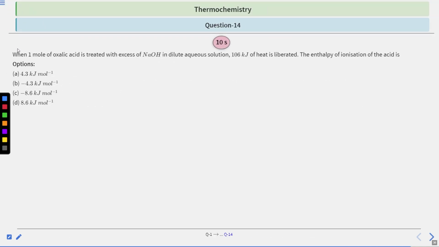Moving to question number 14. So when 1 mole of oxalic acid is treated with excess of NaOH in dilute aqueous solution, 106 kilojoule of heat is liberated. The enthalpy of ionization of the acid is. So we have to find out the ionization of acid, which is oxalic acid. Options are 4.3 kilojoule per mole, minus 4.3 kilojoule per mole, minus 8.6 kilojoule per mole, or 8.6 kilojoule per mole. So you have 10 seconds to solve this question. After that, we will see the answer.